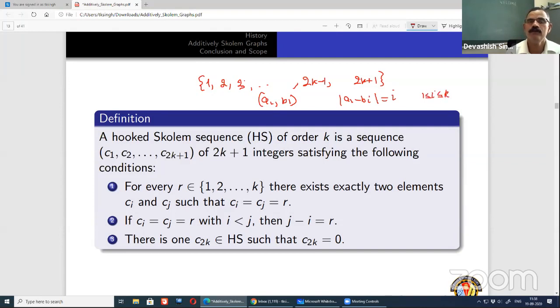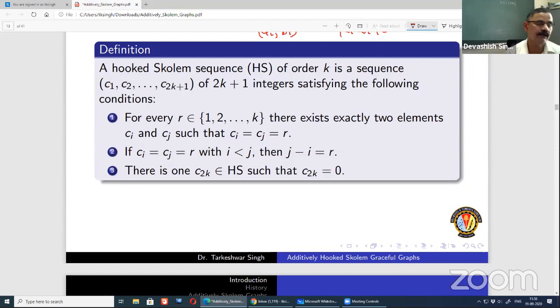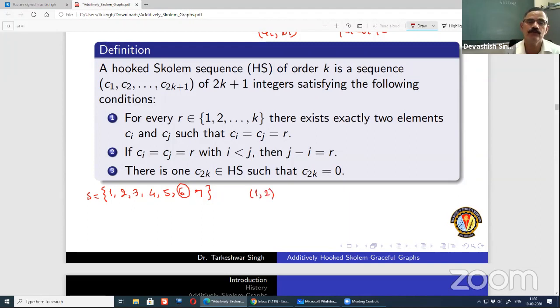Okay, so now I will give you one simple example, and then you will be able to understand the hooked Skolem sequence. For example, if I take k equal to 3, we have the numbers 1, 2, 3, 4, 5, then 6, which I am going to skip, then I put 7. Now this is the set we have, and from this set I am going to find 3 pairs, ai, bi. So I will consider the pairs like 1, 2, then 5, 4, 7 and 3, 5.